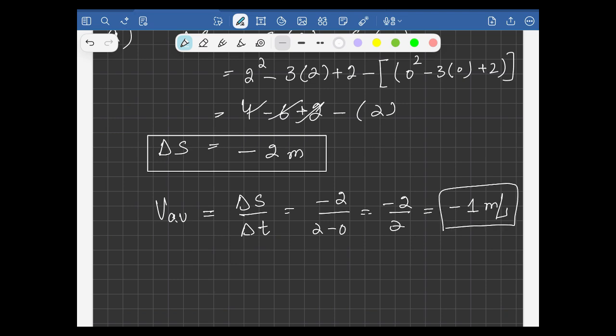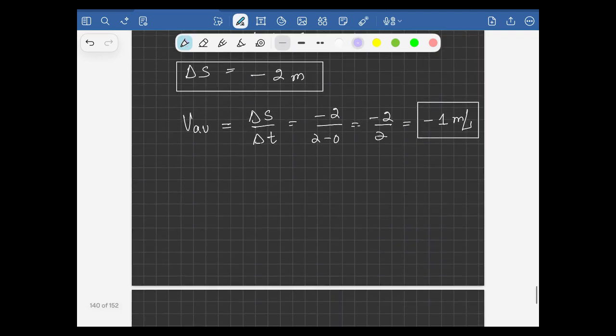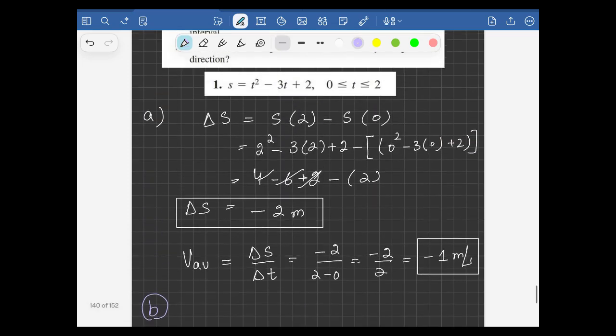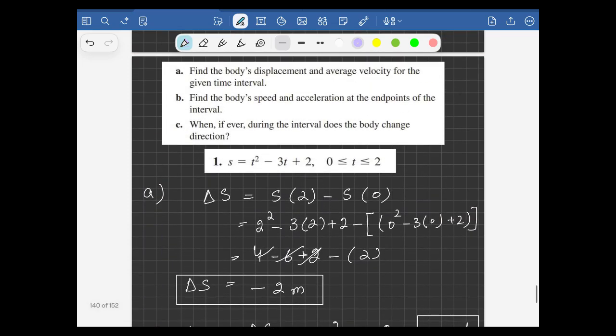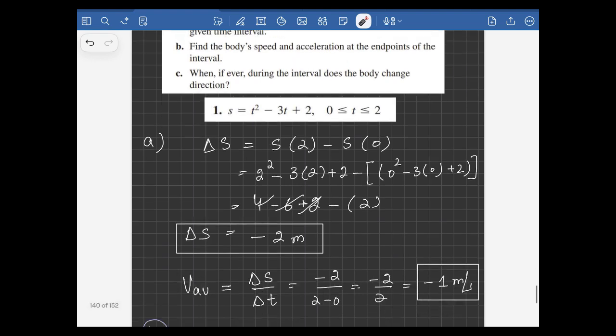So the average velocity of the movement of the body in the first part is minus 1 meter per second. Okay, B part. In the second part, they said find body's speed and acceleration. Remember, the speed is the absolute value of the velocity, so we have to find the absolute value. We have to find the velocity, then its absolute value, which is actually going to be the speed. And acceleration, second derivative of the function, so let's do it.